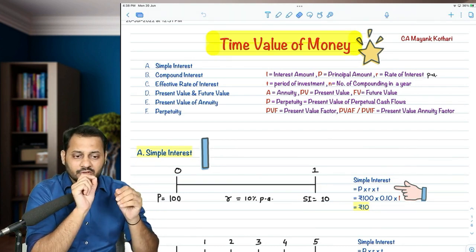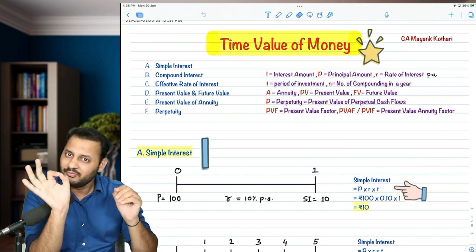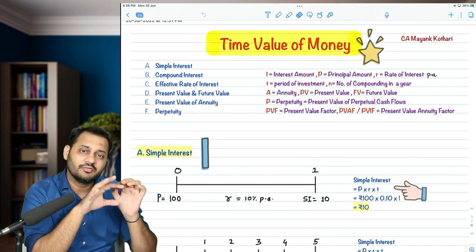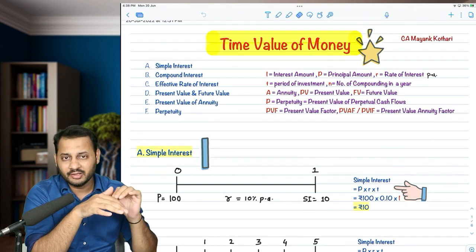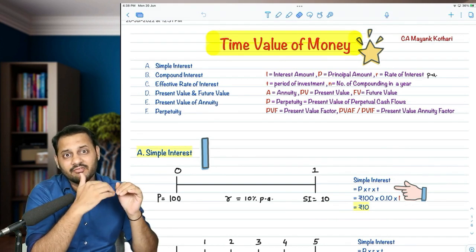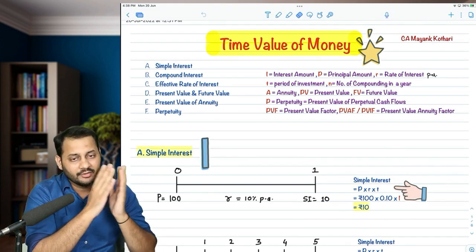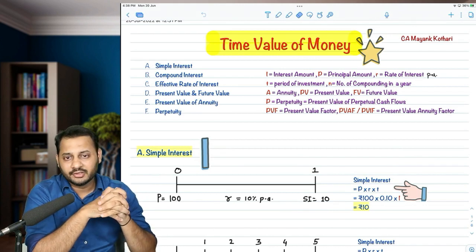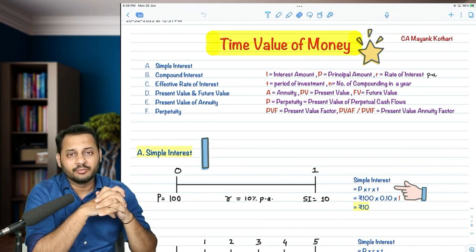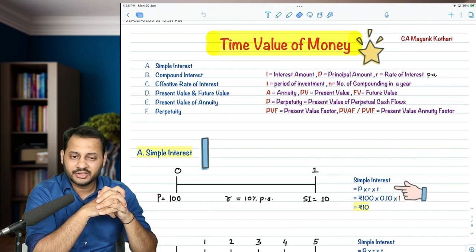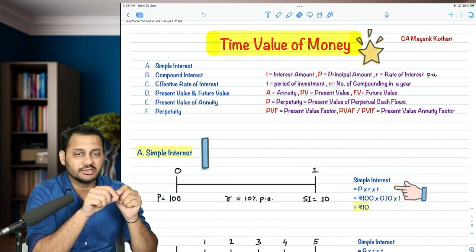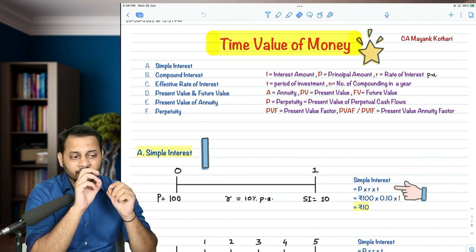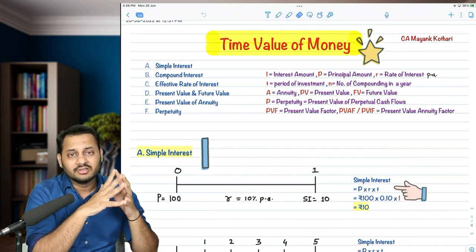Okay, so the topic name is time value of money. This topic of time value of money, if you remember, was covered at the CA foundation level. I don't know whether you have put much importance on these topics, these concepts or not at the CA foundation level, but it is my responsibility to cover and make you understand all these concepts.